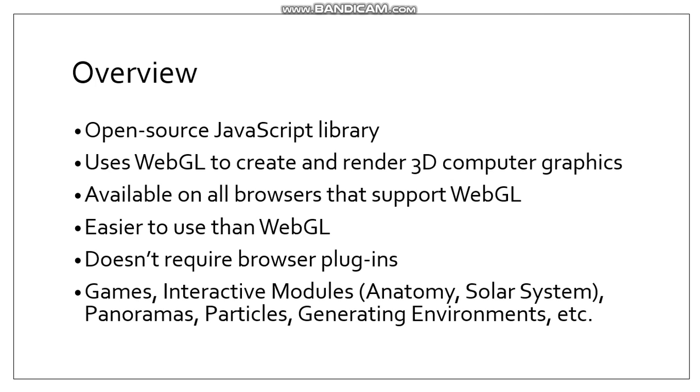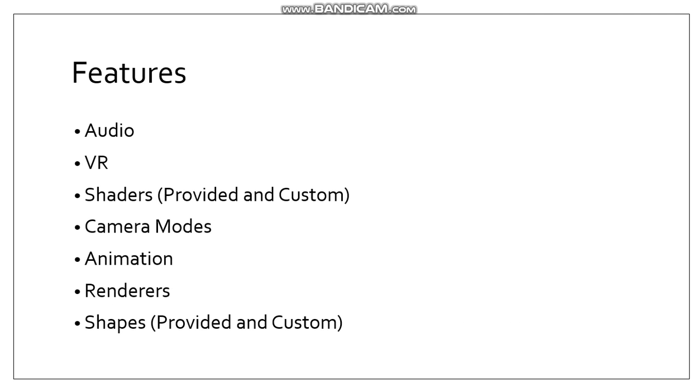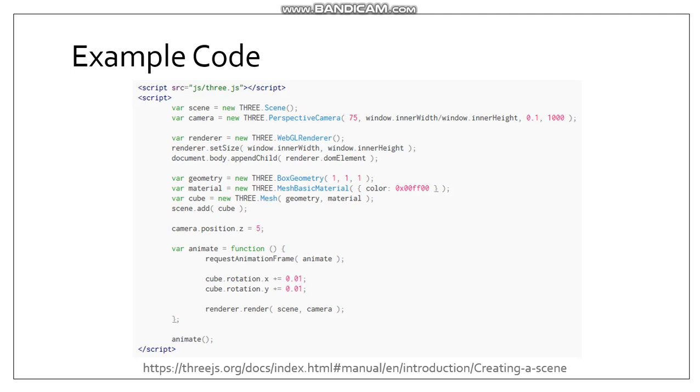Three.js can be used to create games, interactive modules, panoramas, to work with particles, like showing how they move relative to something such as sound. Some main features of Three.js are audio, VR capabilities, shaders, which you can provide your own or use the ones that they provide for you. There's different camera modes, there's animation, different renderers, and different shapes, which you can also either create your own or use the ones that they provide for you.